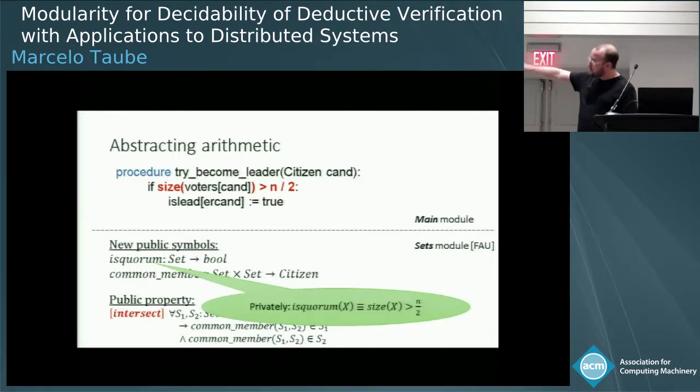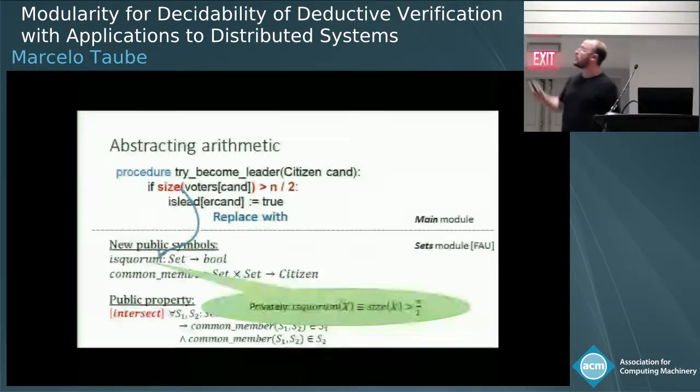And privately within this module, we will know that a quorum is defined as a set big enough, including more than half of the nodes of the system, of the voters of the system. Now, the last remaining thing to achieve modularity is to replace the original code by accessing the is-quorum property instead of using the set cardinality and doing arithmetic. So we replace that in the main module.